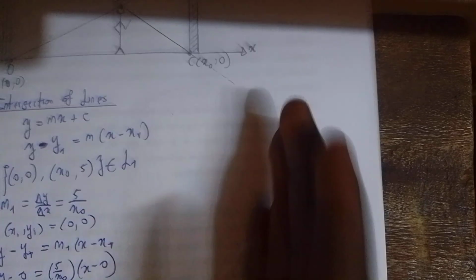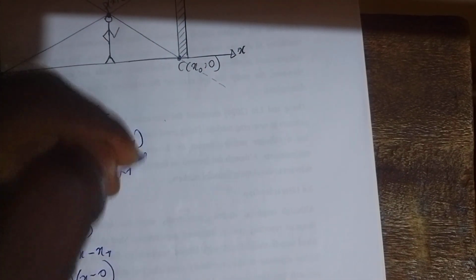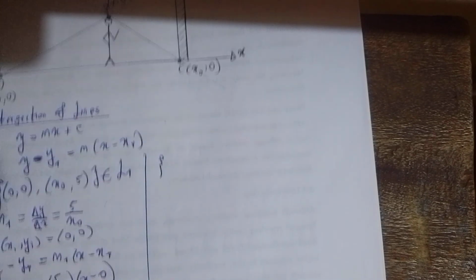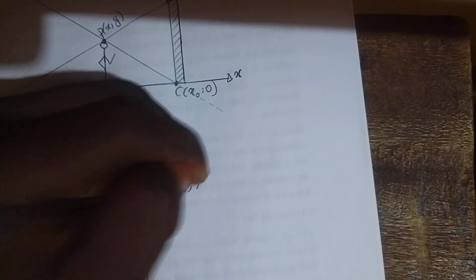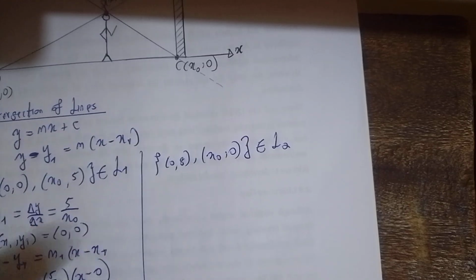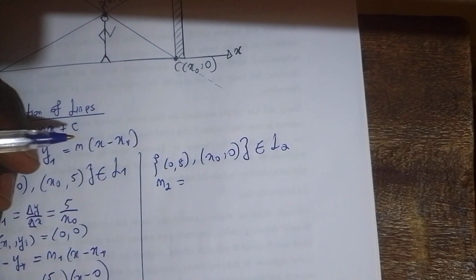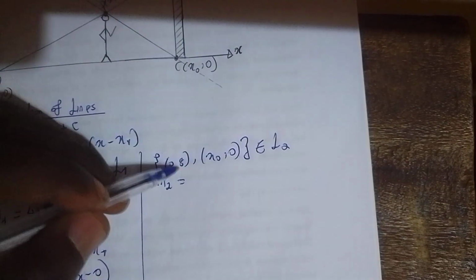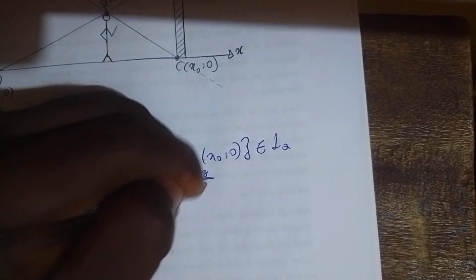We do the same thing on this side for line 2. So we will say that the points 0, 8 and x0, 0 belong to line 2, right? So with this, we can use this to get the gradient of line 2. m2 is going to be equal to change in y. We have 0 minus 8, that's minus 8, divided by x0 minus 0 gives us x0.